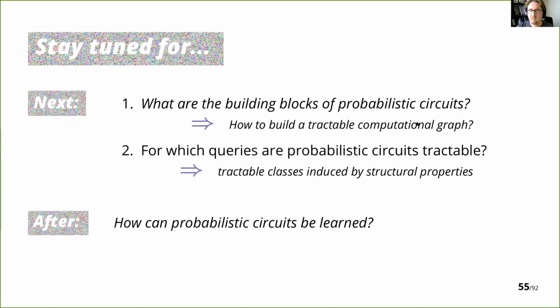Okay, so this is the outline of the remainder of the seminar. What are the building blocks that give you a tractable probabilistic circuit? And then for which queries are these tractable? And then on Thursday, Robert will start his part of the seminar by explaining to you how these things can be learned from data. And of course, afterwards, Yujang will talk more about the representation and some theoretical questions involved.